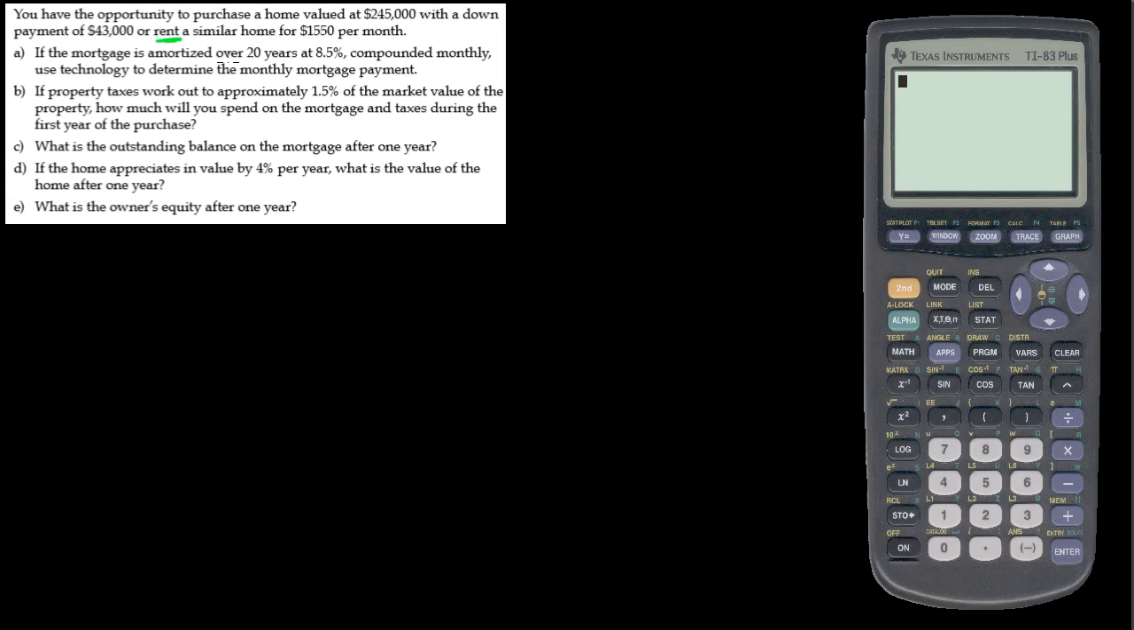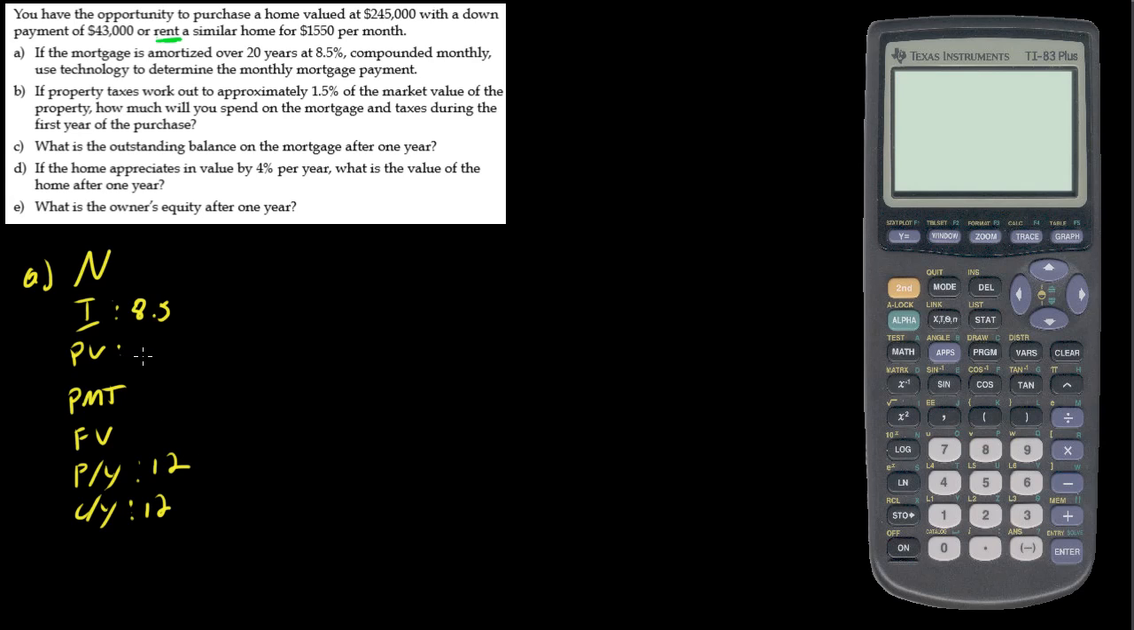The mortgage is amortized over 20 years at 8.5% compounded monthly. Use technology to determine the monthly mortgage payment. This is actually nothing really new. We're going to put this in our TVM solver, which means we have to list out our values: N, I, PV, PMT, FV, P/Y, and C/Y. We know the interest is 8.5%, so we can put that down. It's compounded monthly, so C/Y is 12. We're making monthly mortgage payments, so P/Y is 12.